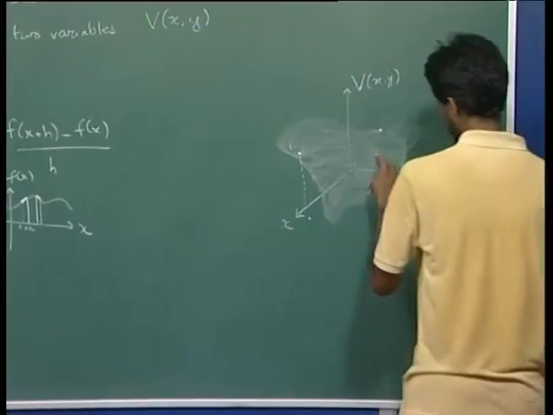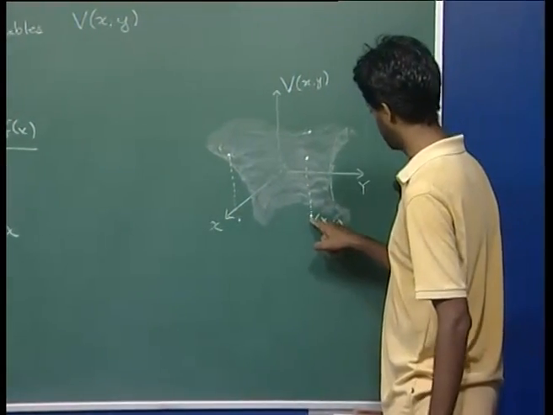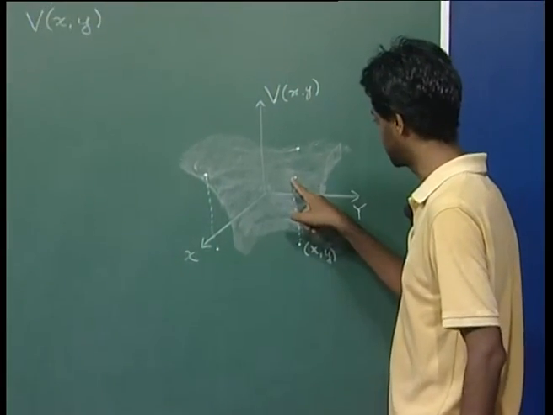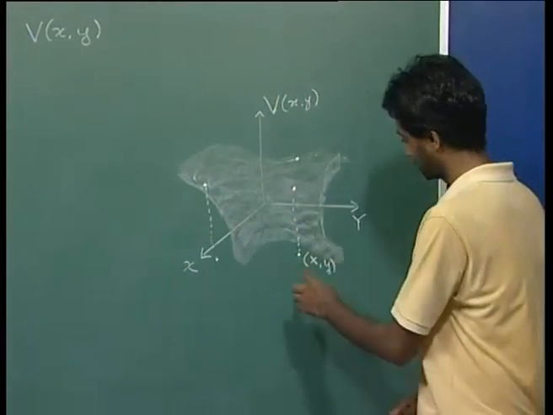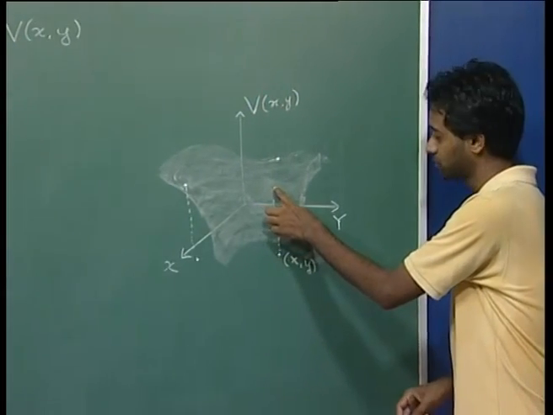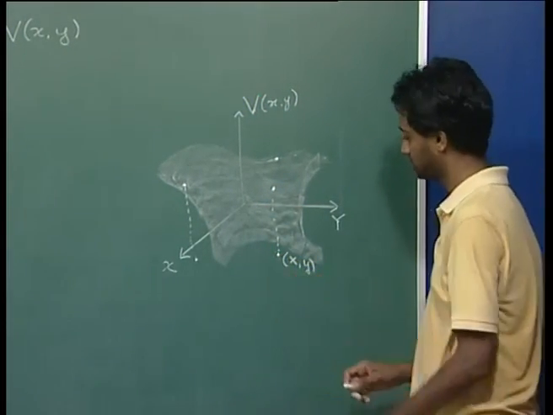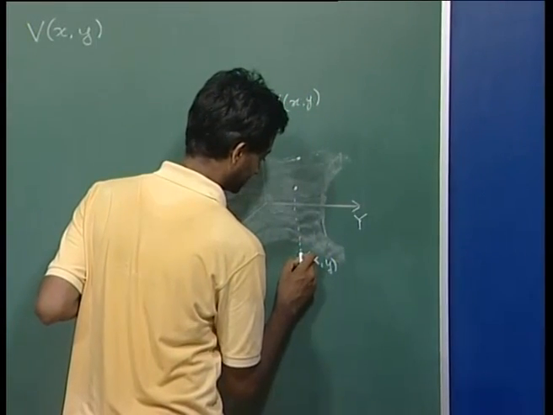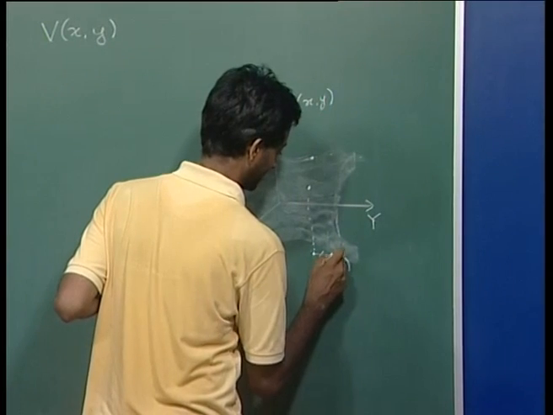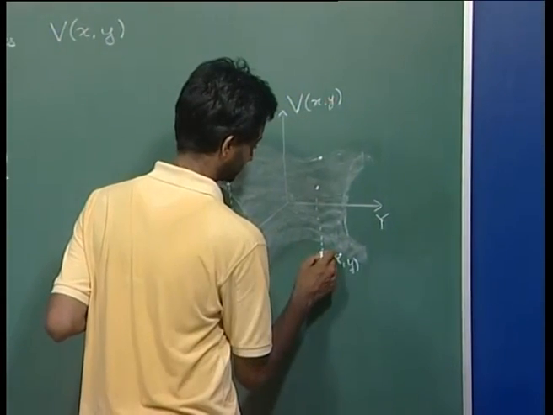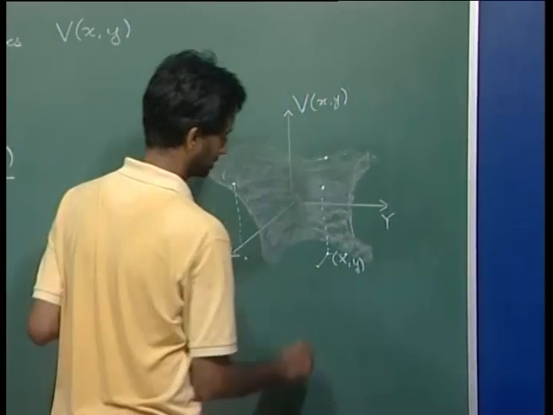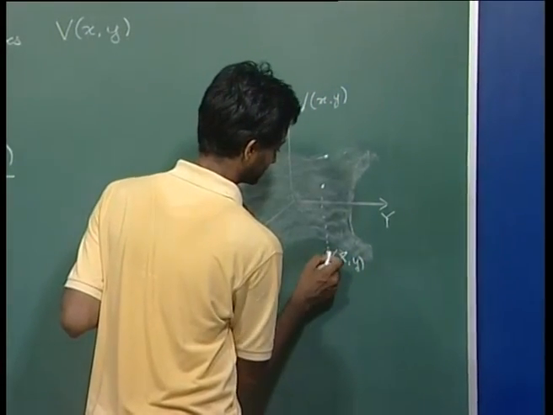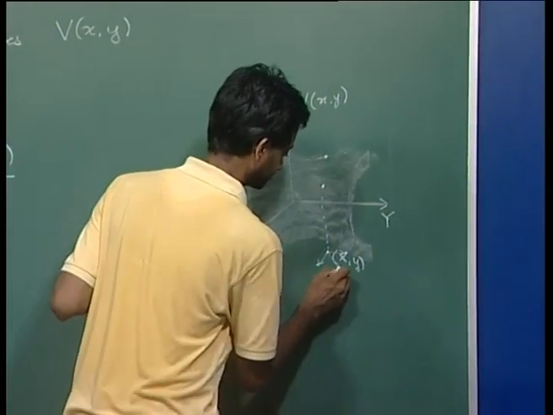Now, if you want to define the derivative of the function at this point, you have to see how the function changes as you change its arguments. So you sit at this point and you can change its arguments. You can either increase y keeping x fixed, or you can increase x keeping y fixed. So you can go in this direction or in this direction.